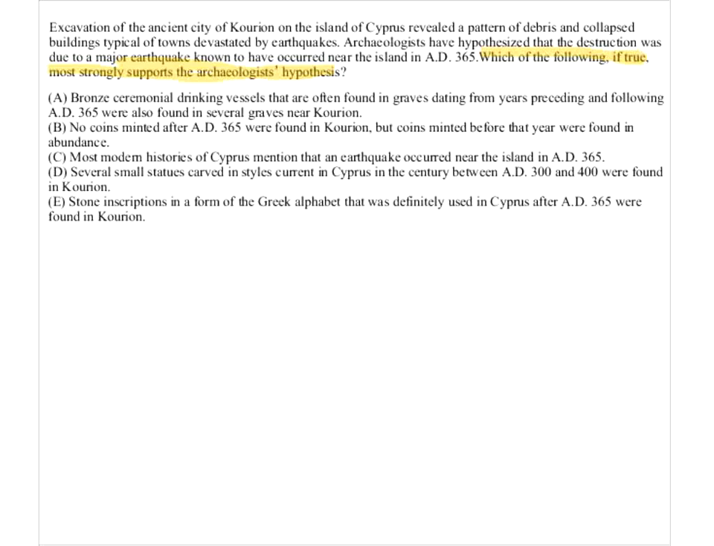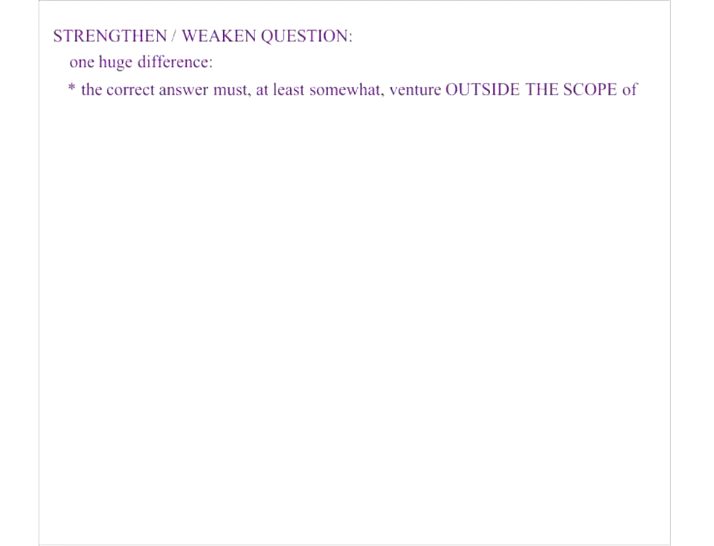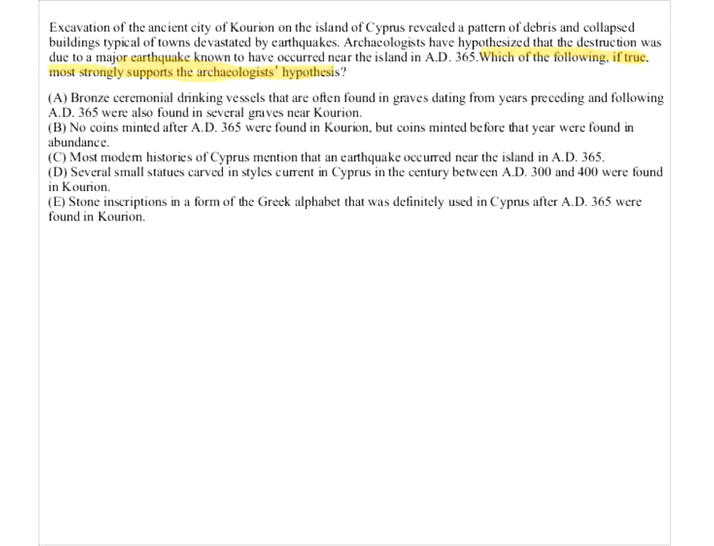Okay, let's start taking a look here. This is a strengthen or weaken question. Now, let's have a discussion of this really quickly, then we'll move back to the question. All right, so when you have a strengthen or weaken question, one huge difference is that the correct answer must, at least somewhat, venture outside the scope of the immediate argument, i.e., introduce something new. Because think about what you're being asked to do. There are 2 things to notice here. The first is that it says, if true.